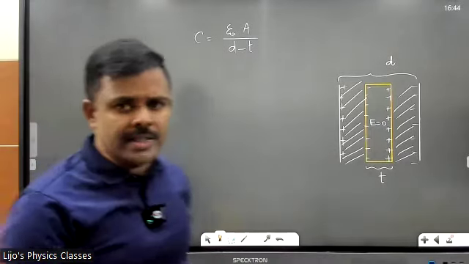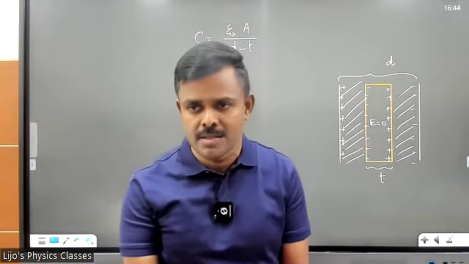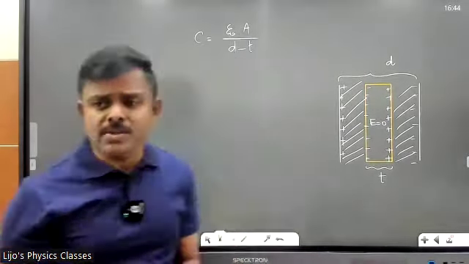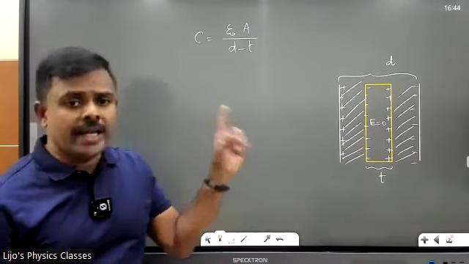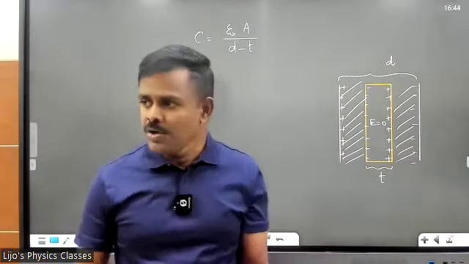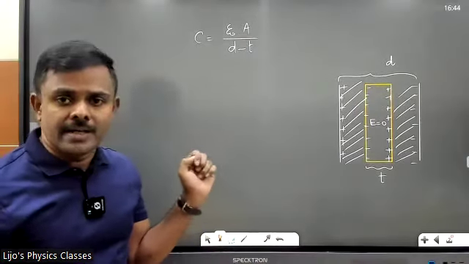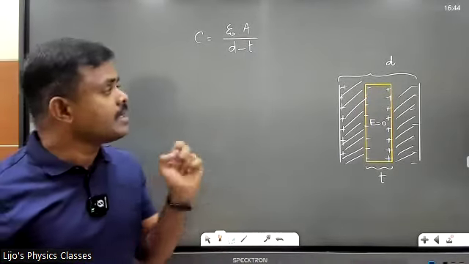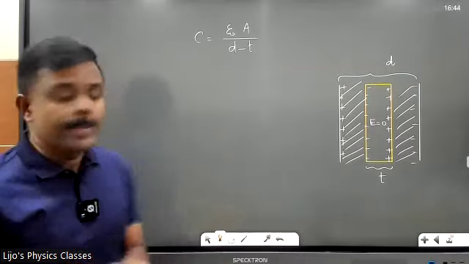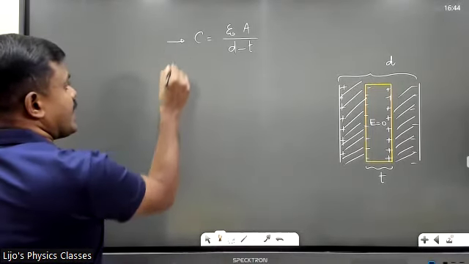The derivation is not there in syllabus anymore, but I'll do it in class, because in your school, they'll teach this. Epsilon 0 A by D minus T. So whenever a slab is introduced, it is epsilon 0 A by D minus T, provided it is a conducting slab. What if it is a dielectric slab?